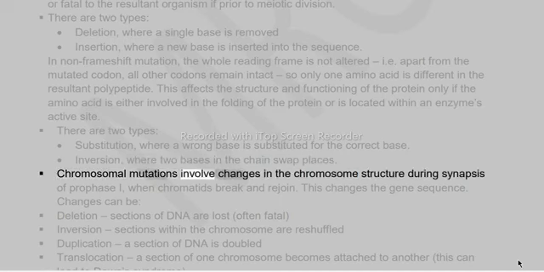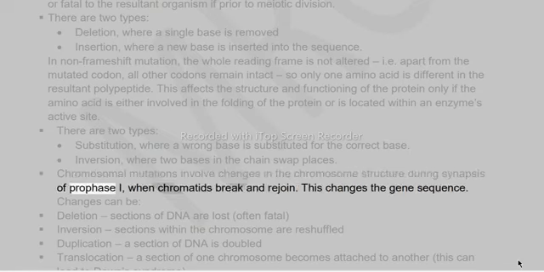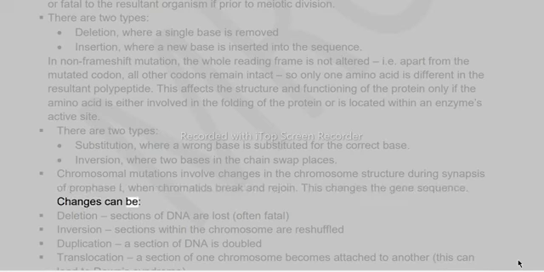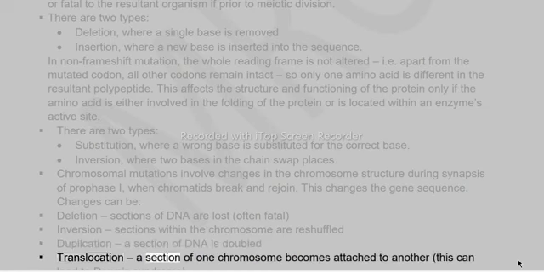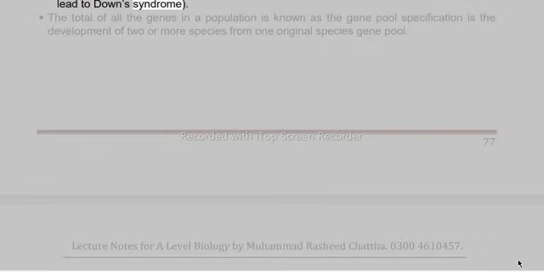Chromosomal mutations involve changes in the chromosome structure during synapsis of prophase I, when chromatids break and rejoin. This changes the gene sequence. Changes can be deletion, sections of DNA are lost, often fatal; inversion, sections within the chromosome are reshuffled; duplication, a section of DNA is doubled; translocation, a section of one chromosome becomes attached to another. This can lead to Down syndrome.